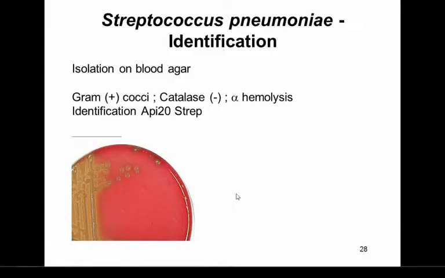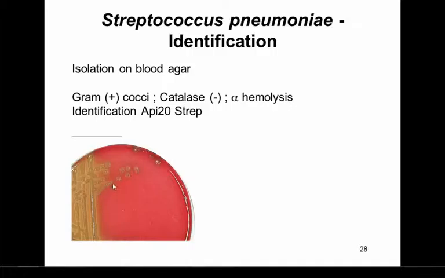So that's the problem. How do you identify this bacterium? If somebody's got pneumonia or meningitis, then they can be identified by streaking the bacteria out on blood agar. And what you're looking for are gram-positive cocci that are catalase negative, okay, so Streptococcus, that show alpha hemolysis on a blood agar plate. So alpha hemolysis is like this.